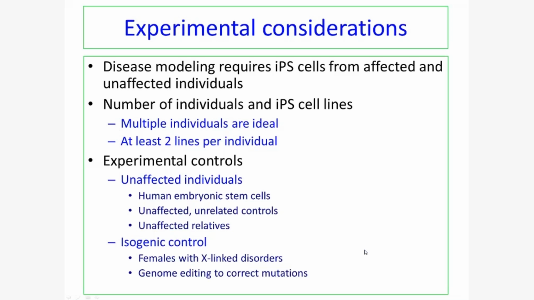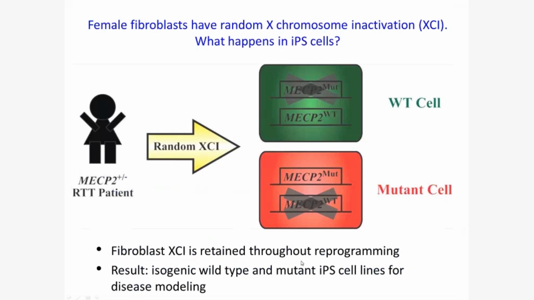But an ideal control for experimental studies aimed at understanding the function of an individual gene, isogenic controls are very, very helpful. And these include, in particular cases where you're studying female iPS cell lines with an X-linked disorder in mind, which I'll talk about in the next slide, but also of great interest right now is the use of genome editing technologies in order to either introduce or correct specific mutations in genes of interest.